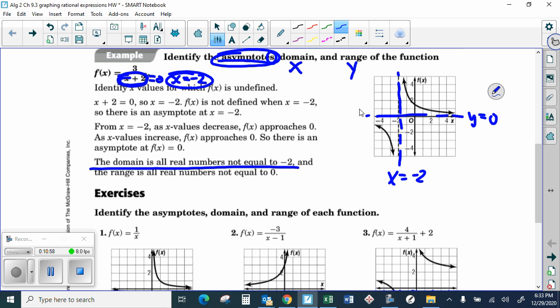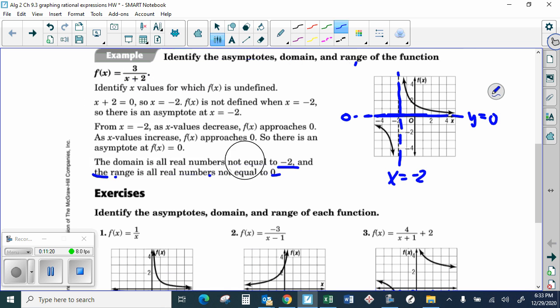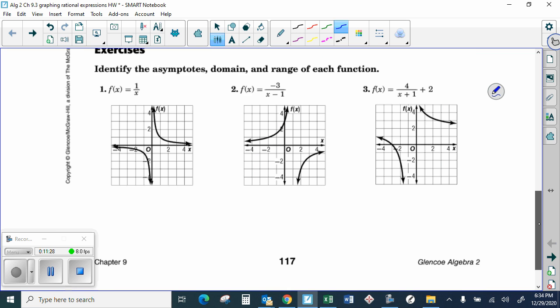The range, remember the range, here we have a horizontal asymptote. It's going to graph every y value besides y equals 0. So that's why it says the range is all real numbers not equal to 0. And there you go for your answer. And that covers the first page. All you're doing is doing those same steps on those 3 right there.